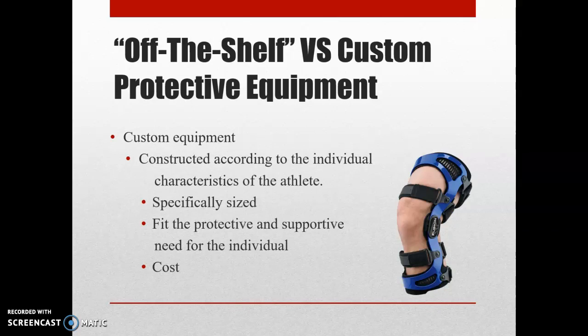And then we have custom equipment, which is a knee brace like you guys are seeing in this slide. This is something that is going to be constructed specific for that athlete, and it's going to help fit them much better and be a lot more comfortable and meet their needs better. It's going to be specifically sized. It's going to support whatever that athlete needs supported specifically, but the downside is that they usually cost a lot more, and insurances usually won't cover it, and they are usually prescribed by your athletic trainer, physical therapist, or your doctor.